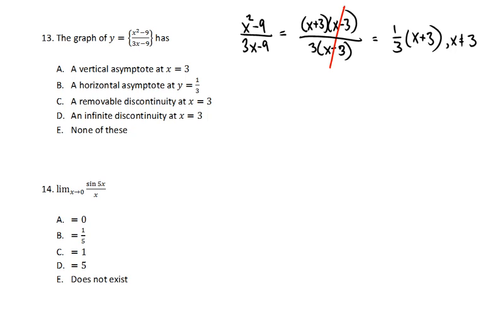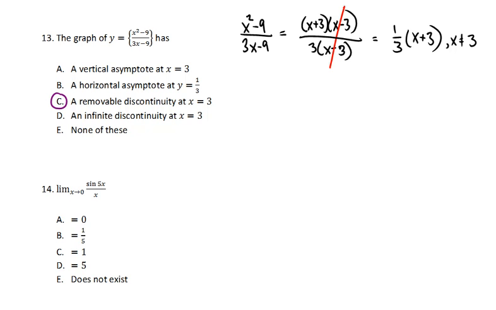The fact that the factor x minus 3 canceled completely from the denominator tells us that we have a removable discontinuity at x equals 3. There are no more factors in the denominator that would become 0, so there are no vertical asymptotes and no infinite discontinuities. Since this function is essentially 1/3 times the quantity x plus 3, it's a linear function and there is no horizontal asymptote.